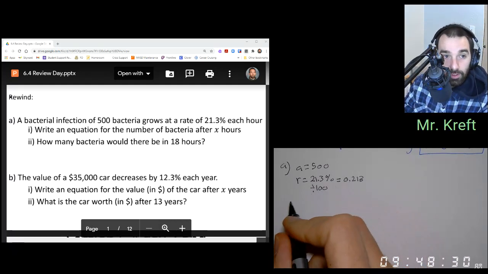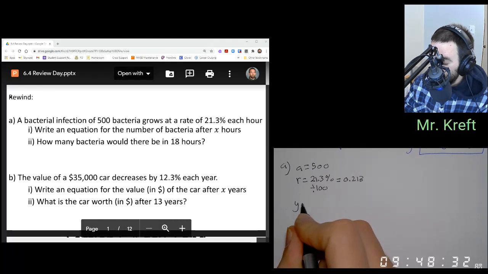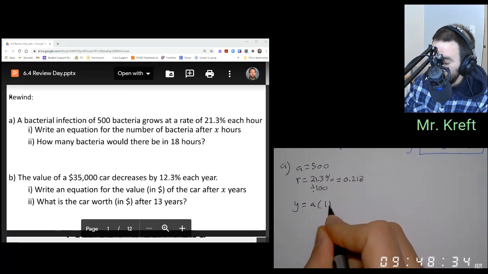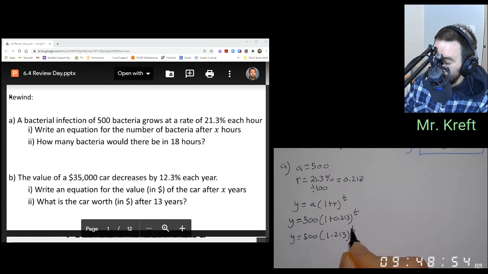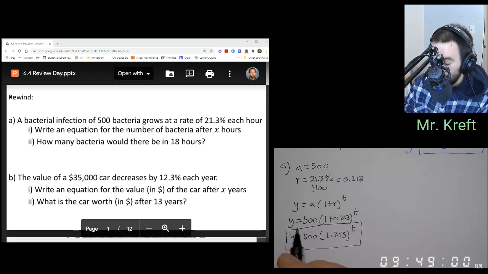Okay, so this is going to be a growth. So I know growth is a times 1 plus r to the t. So my equation is going to be 500 and then 1 plus 0.213 to the t. And then to clean that up, I can write that as 500 and then 1.213 to the t. Cleaning it up means instead of addition, we just have a number. So there is my equation.